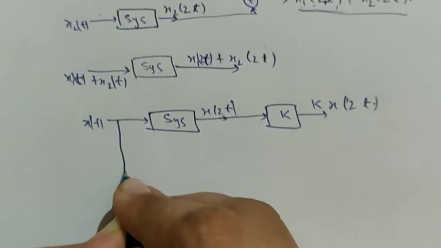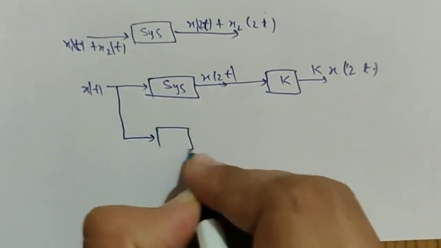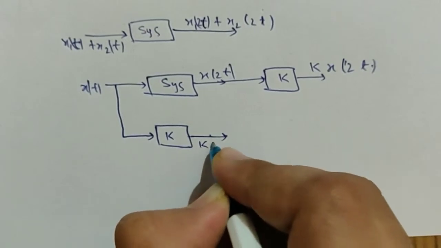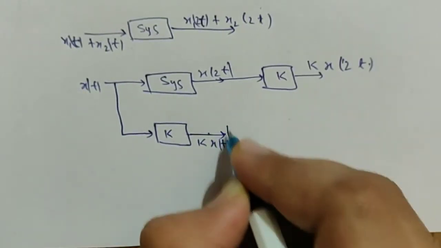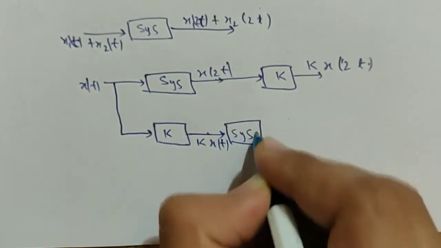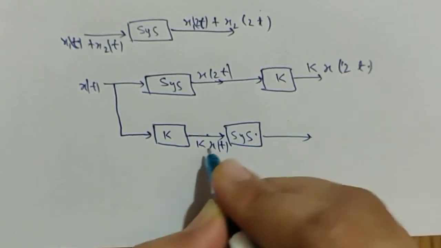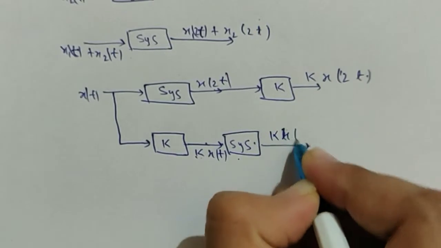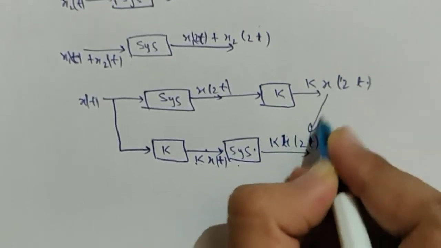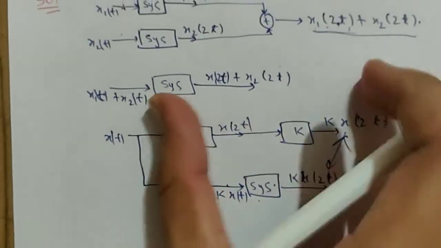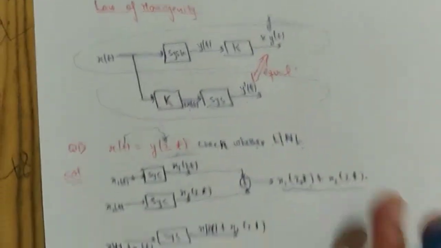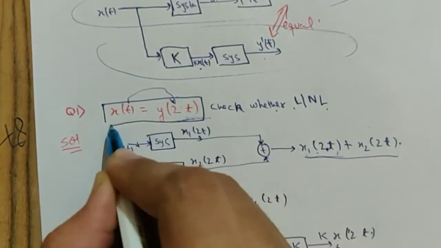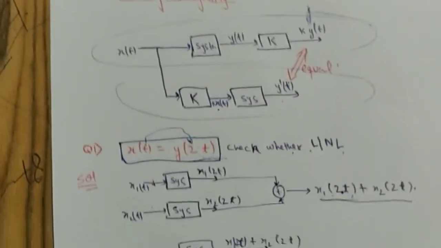Now suppose I take the same input and multiply it with k before putting it in the system. The input which I will put in the system will be k x(t). Let's suppose this is my system. If I put k x(t) in the system, I get k x(2t) in the output. As you can see, these two are equal. Therefore, the system also follows the law of homogeneity. So as this system follows the law of additivity and the law of homogeneity, the given system is linear.